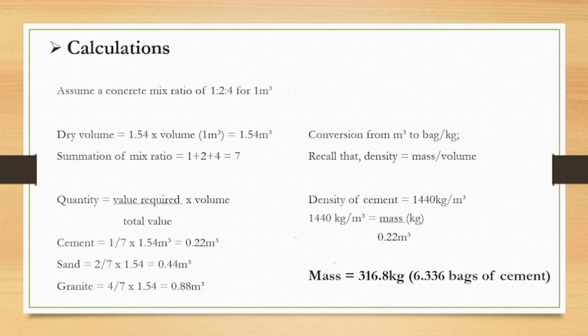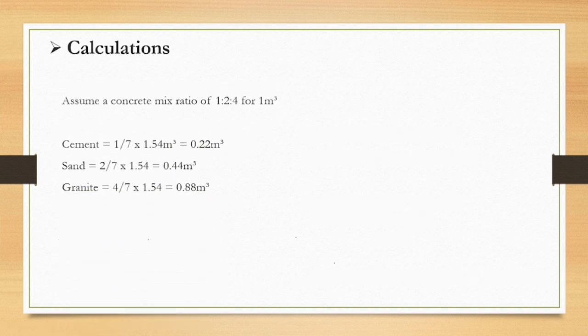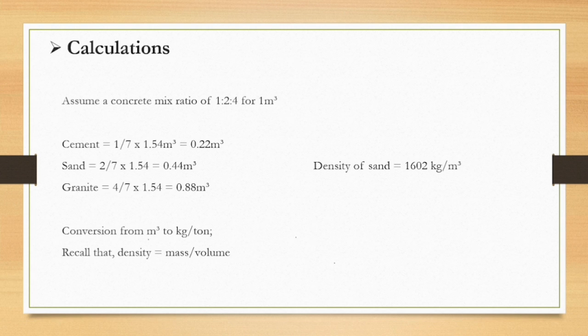Let's calculate for sand. Now if I want to calculate for sand, all these still remain the same from the previous calculation we did. This is that of sand, so I need to do that of sand also. I need to convert from meter cube to a value in kilogram or in tonnage, depending on how much sand I'm going to be needing. So density is equal to mass over volume. Then the density of sand is 1602 kilogram per meter cube. That is a constant. Anywhere in the world, it is 1602.